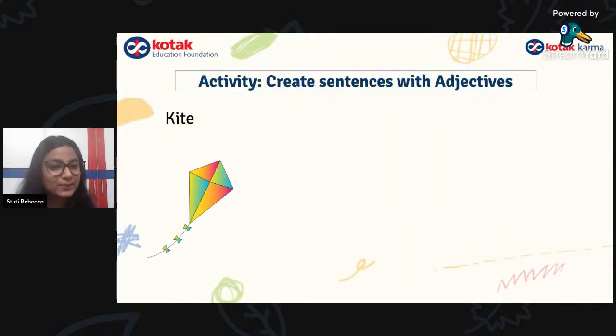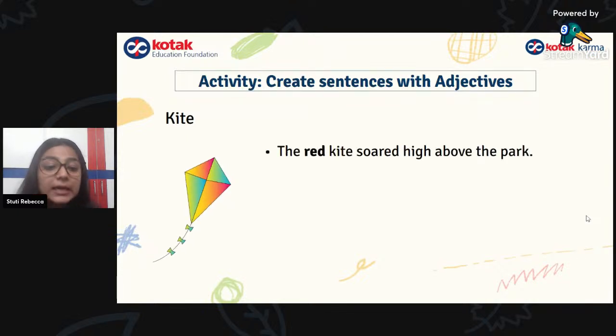So, your first noun is kite. Can you think of such adjectives that would describe kite? If I give you an example, that would be: the red kite soared high above the park. So, what is my describing word here? It's red, right? So, can you make such sentences in the chat box? Very well. Keep on typing. Absolutely right. Y'all are doing a great job already.